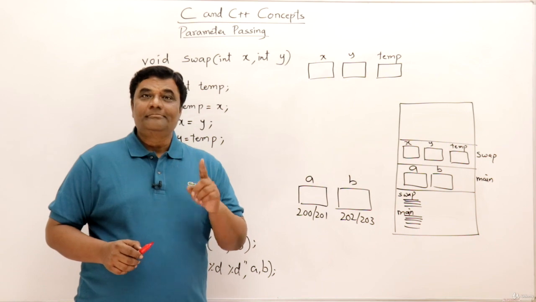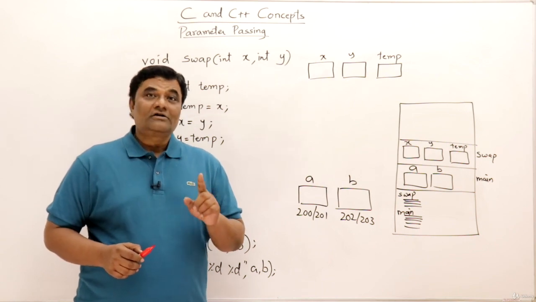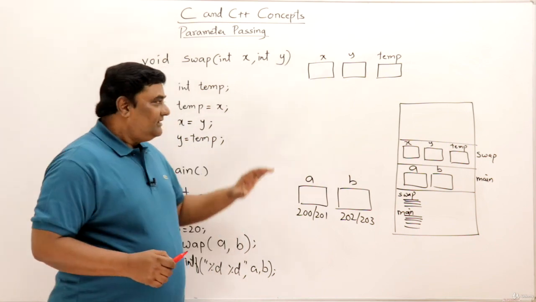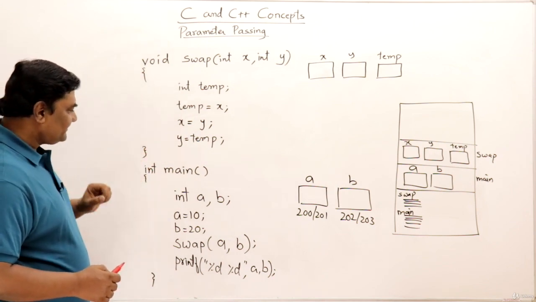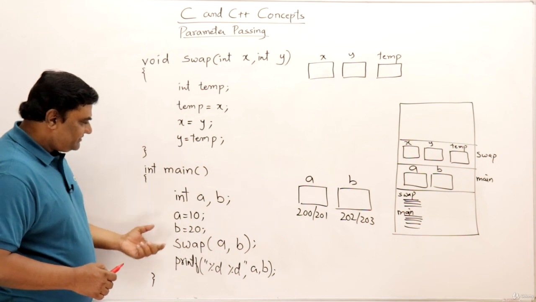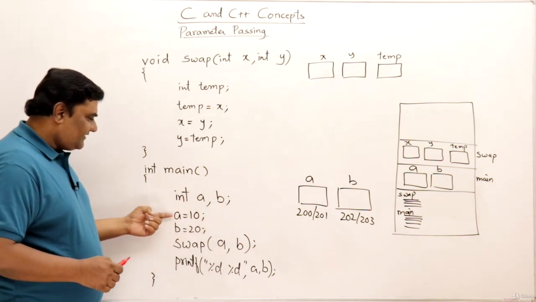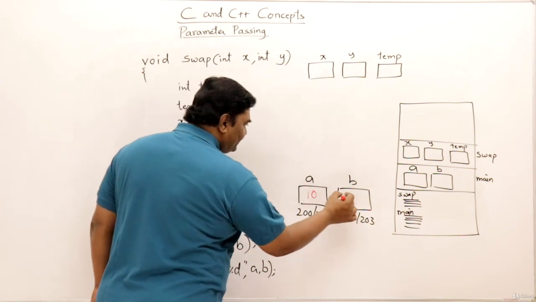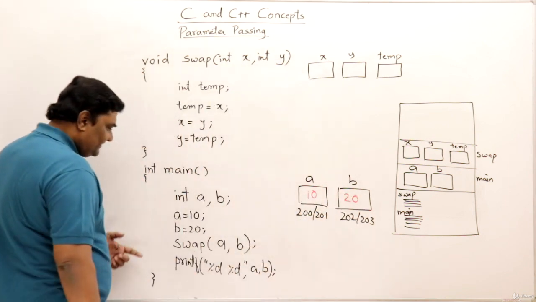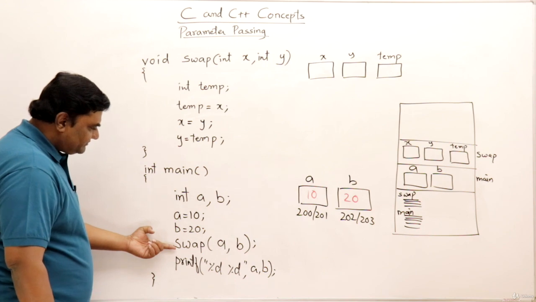First is pass by value, or call by value. This example is based on call by value. Let me explain the example first of all. This is the main function having variables a and b with values 10 and 20. These are the variables of main function having values 10 and 20. Then it is calling the swap function.